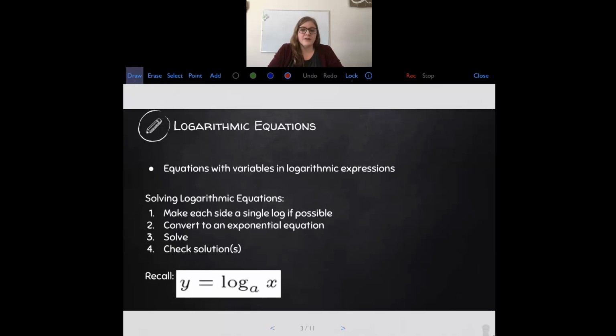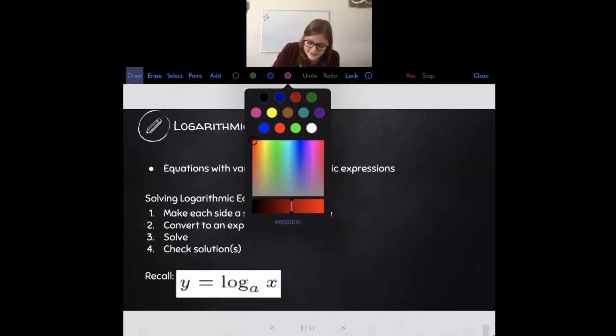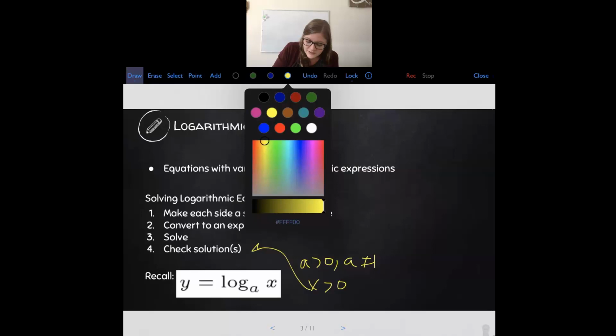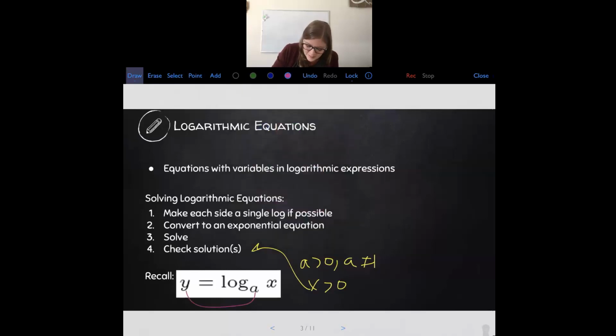So in order to solve logarithmic equations, make each side a single log if possible, then convert it to an exponential equation, solve, and then make sure you check your solutions. There's a couple key things to remember here. Remember that we said y is equal to log base a of x. So a has to be greater than 0 and not equal to 1, and x has to be greater than 0, which is why it's important for us to check our solutions. Also remember that we can convert this to an exponential by doing a to the power of y equals x.